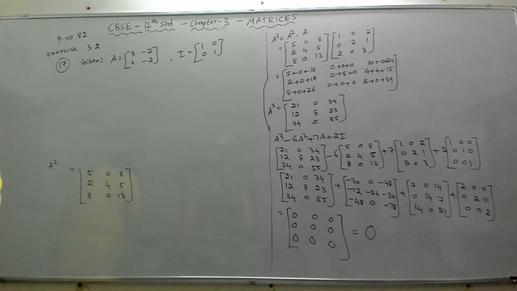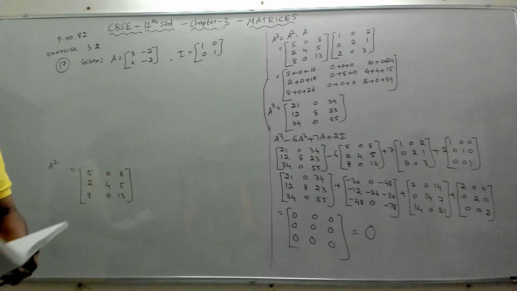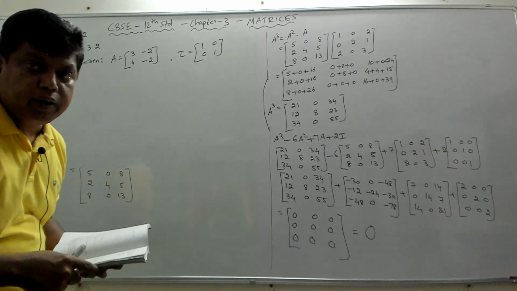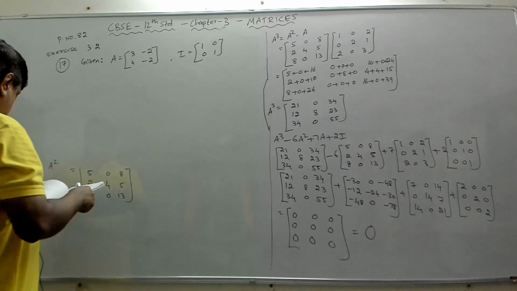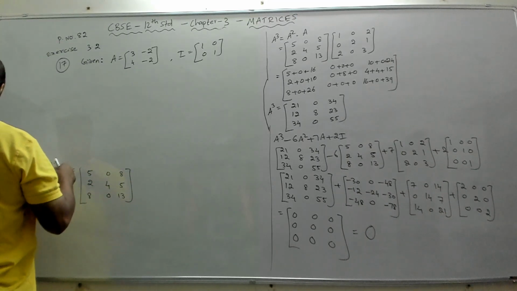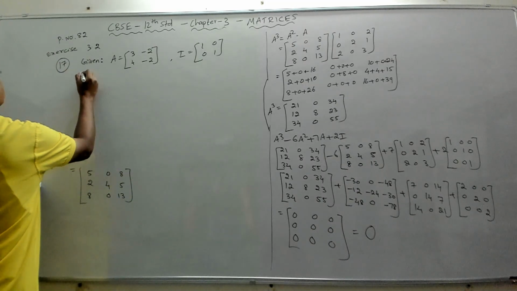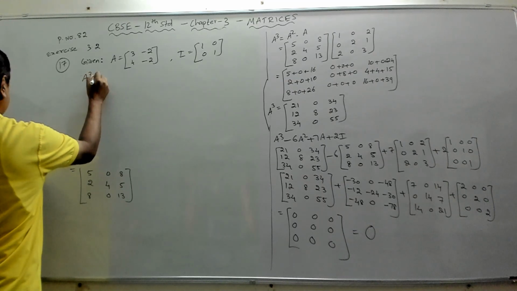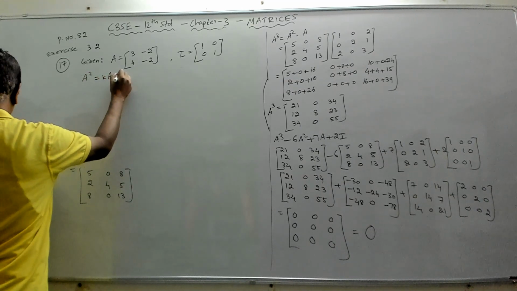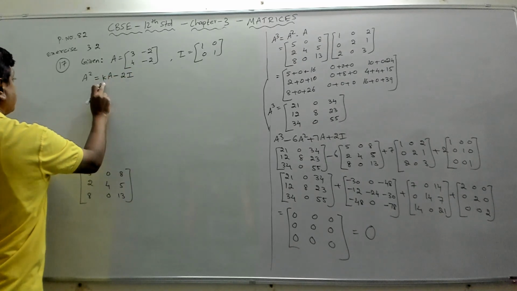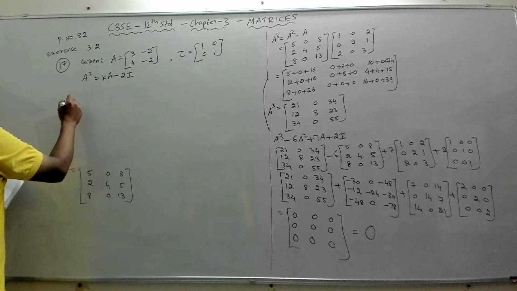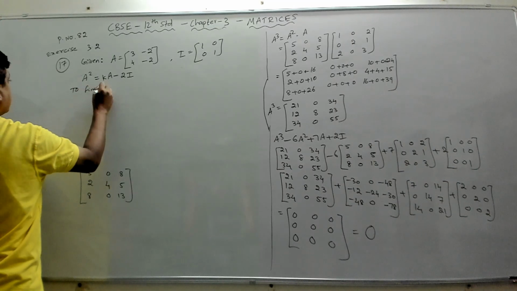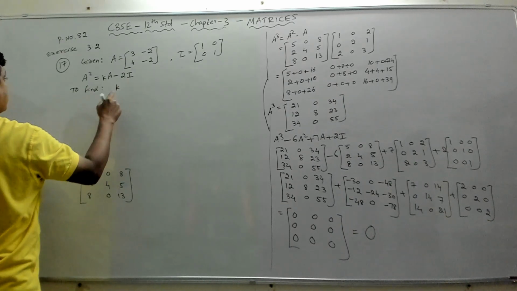Then we have to find K, so that A square equals Ka minus 2i. Here K is a number. K is not a matrix, the others are matrices. We have to find K, small k.